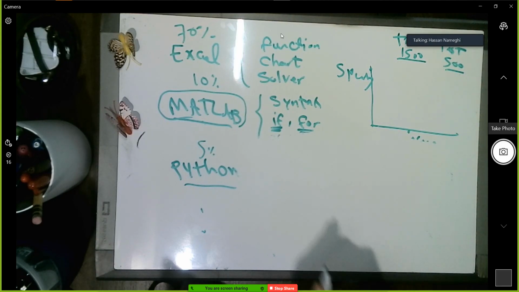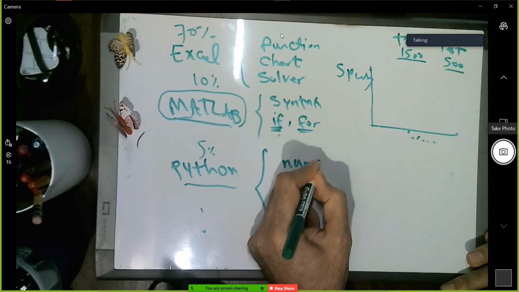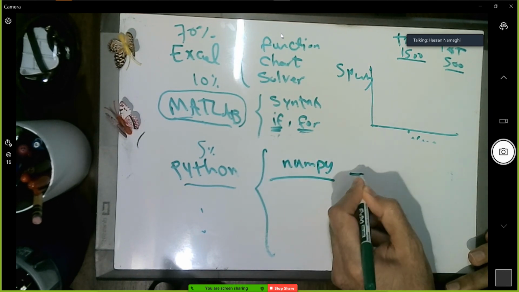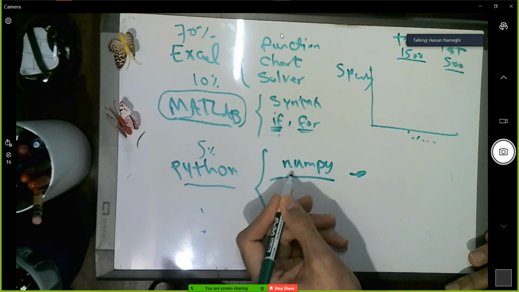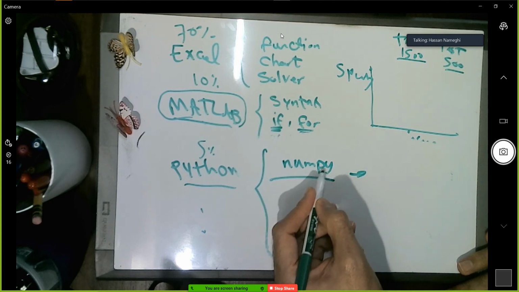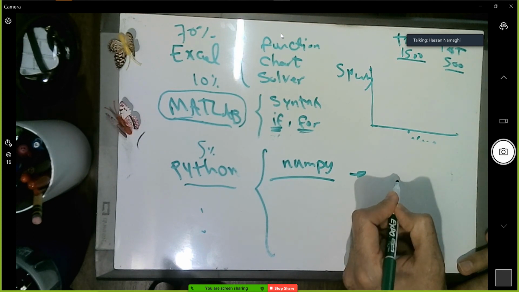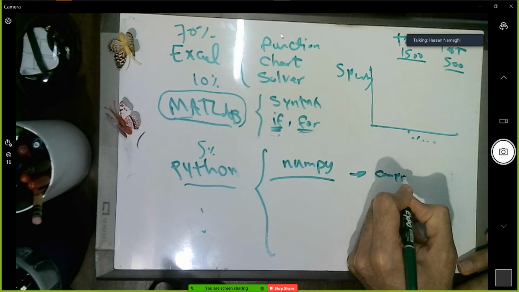The libraries that we use, NumPy is one of them. NumPy is used for computation. Any calculation that we have, you can see NumPy comes from Numerical Python or something like that. So we use NumPy a lot for any sort of computation.